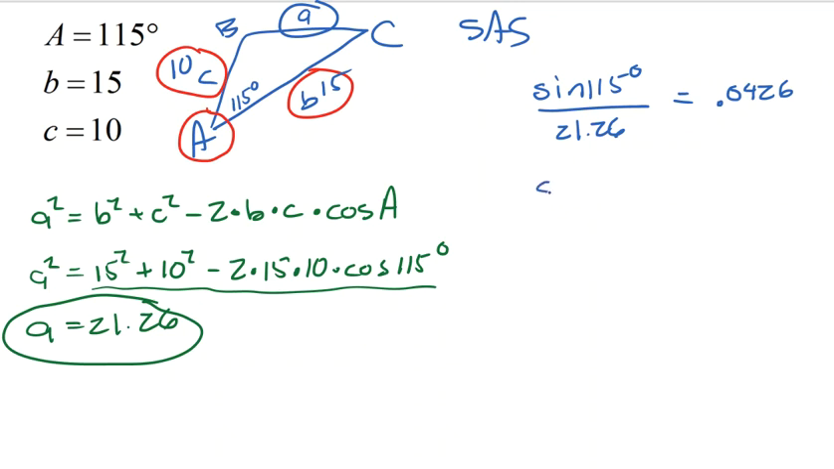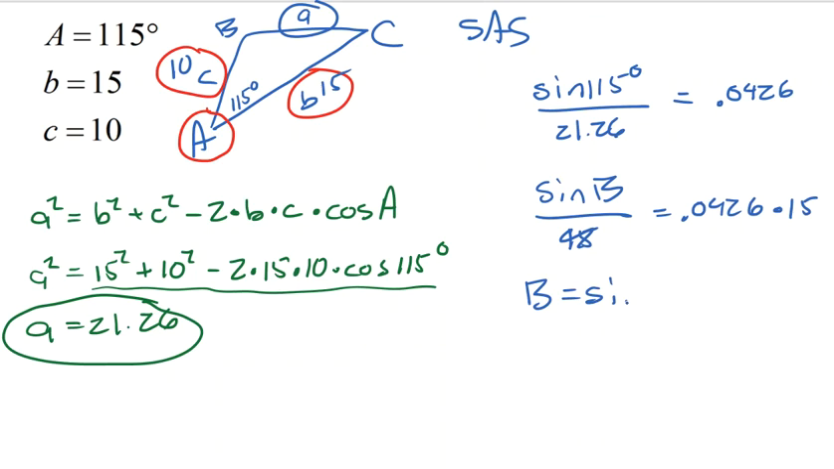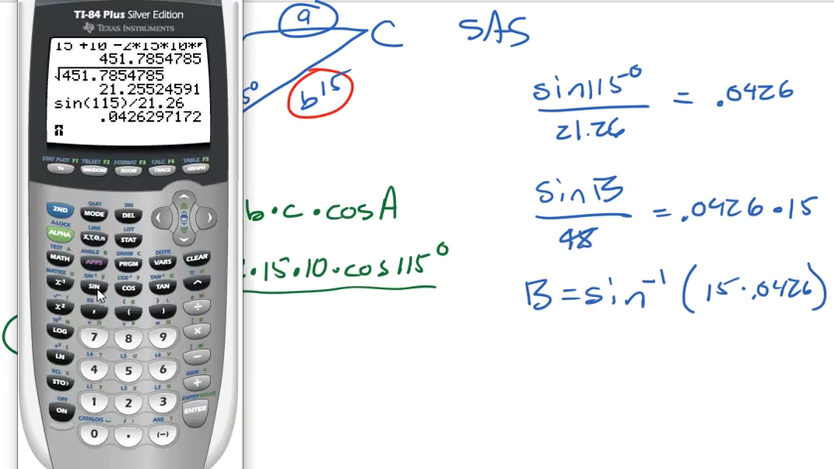Let's find angle B. So sine of angle B divided by little b, which is 15, equals that same magic ratio. Multiply both sides by 15. So I'm going to multiply the 15 over to here. I'm going to pull the old switcheroo to solve for B: the inverse sine of 15 times 0.0426. Now I'm going to go back to my calculator, inverse sine of, and again, I'm going to use 15.